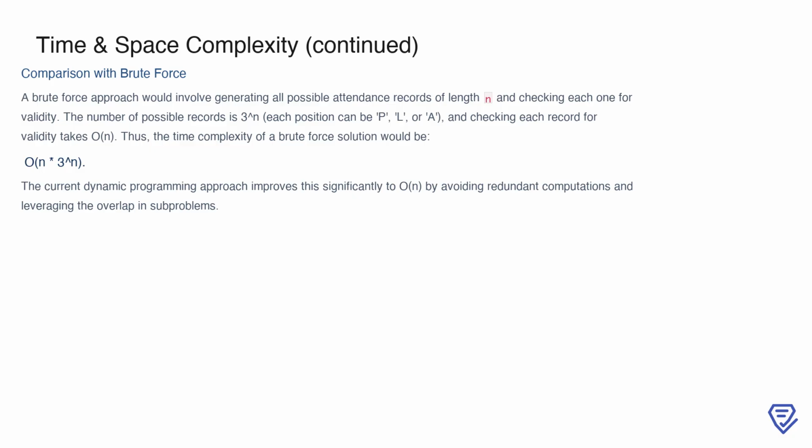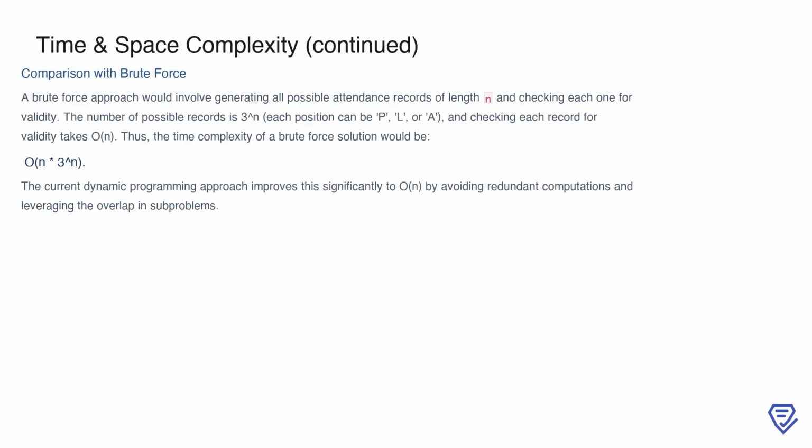It's helpful to compare this dynamic programming approach with a brute force method. A brute force approach would generate all possible attendance records of length n, which amounts to 3 to the power of n possibilities, since each position can independently be p, l, or a. For each record, we would also need to check its validity, which takes time.